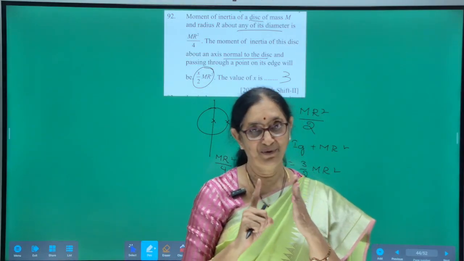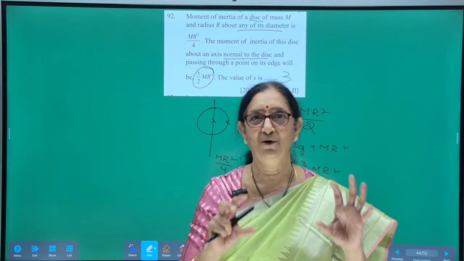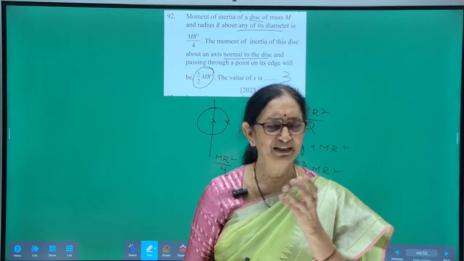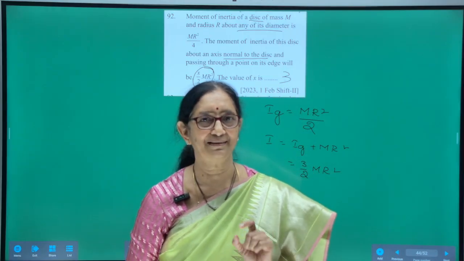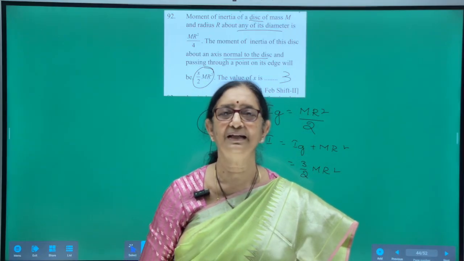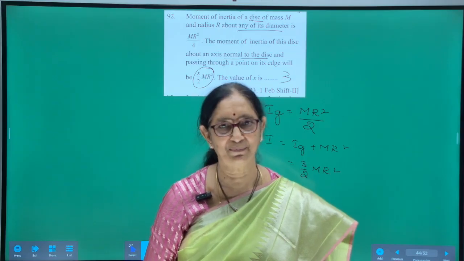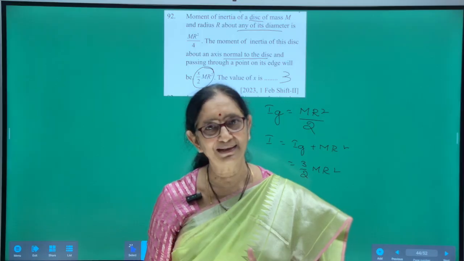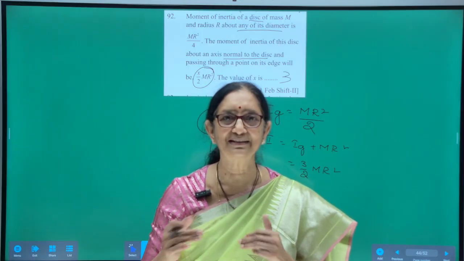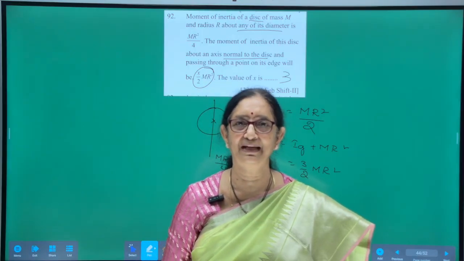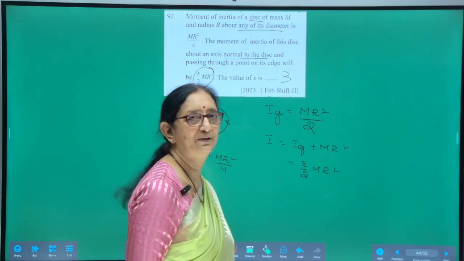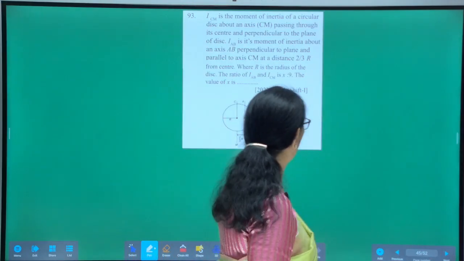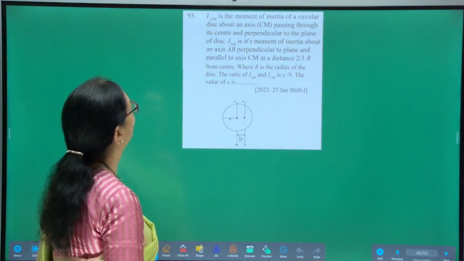So, you have to have the concept and also all those relations. You need not learn by heart, just know about the axis through the center perpendicular to the plane, which is mr²/2. So, about a parallel axis, that is the tangential axis perpendicular to the plane, it becomes mr²/2 plus mr², it is 3/2 mr². Okay, move on to the next problem.